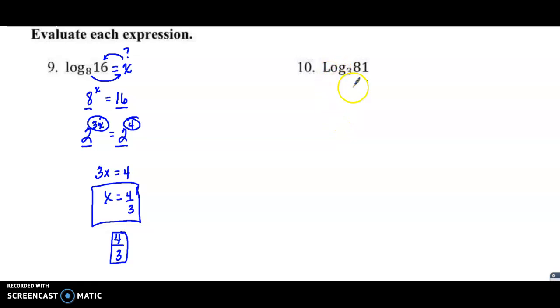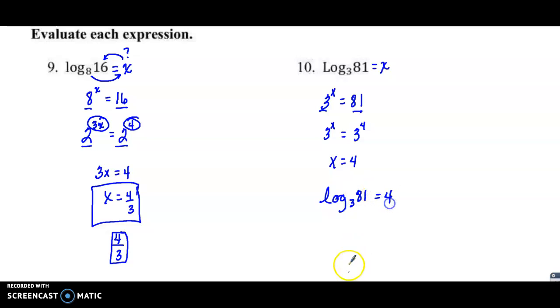Okay? Same thing here, I would make this equal to x, start with my base of 3, raised to what power is equal to 81? Well, I can make my bases the same because I know that 81 is 3 to the 4th power. Because 3 times 3 is 9, times 3 is 27, times 3 would give me 81. That's where I get my 4. Once these are equal, then I know my exponents are equal, so it must be 4. So I know that the log base 3 of 81 is equal to 4.